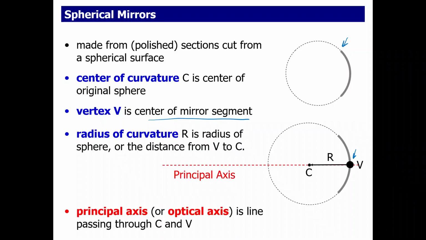And then if you were to create an axis, we call the principal axis the axis that goes through C and V. Sometimes it's called the optical axis. So we use that as kind of the midpoint, and we'll use that in our diagrams.